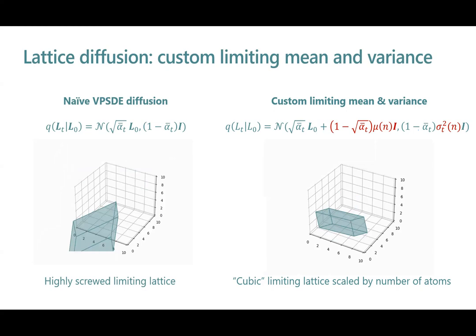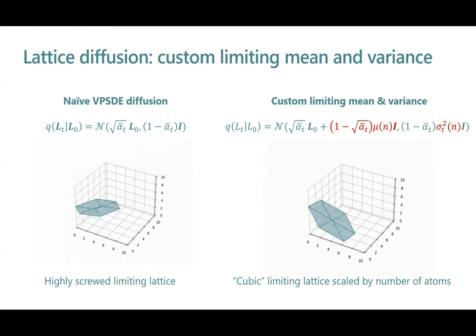Is that cubic, do you also train that mu n? We don't train that. How would you train that mu n? Mu is a function of n. So you have a bigger mu if you have more atoms, you have a bigger cube. That's the equation. Very simple.